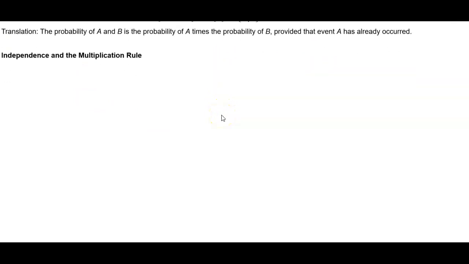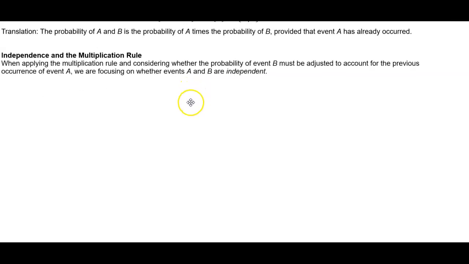Now, independence and the multiplication rule. When applying the multiplication rule and considering whether the probability of event B must be adjusted to account for the previous occurrence of event A, we are focused on whether events A and B are independent.